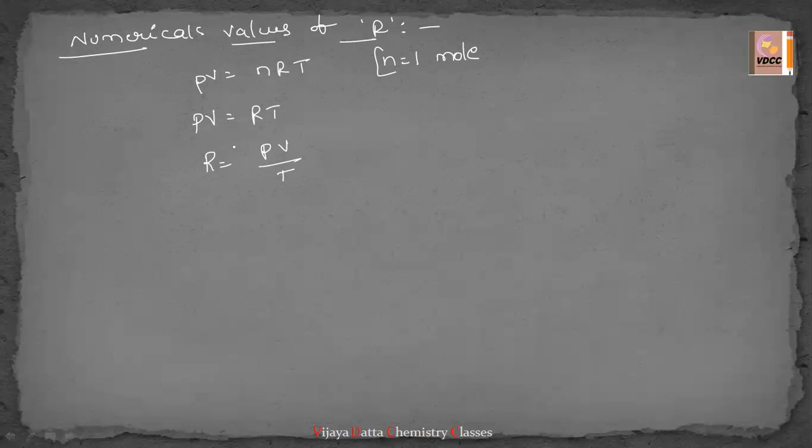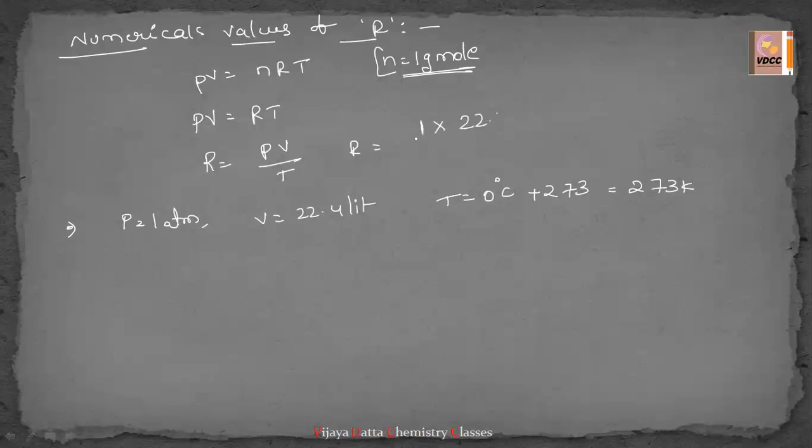Here we are taking STP conditions, that is, for 1 gram mole of a gas, the pressure is 1 atmosphere, the volume is 22.4 liters, and the temperature is 0 degrees Celsius, which I am converting into Kelvin, so it will be 273 Kelvin. If you substitute these pressure, volume and temperature values, you will get the R value. R equals 1 atmosphere into 22.4 liters by 273 Kelvin.